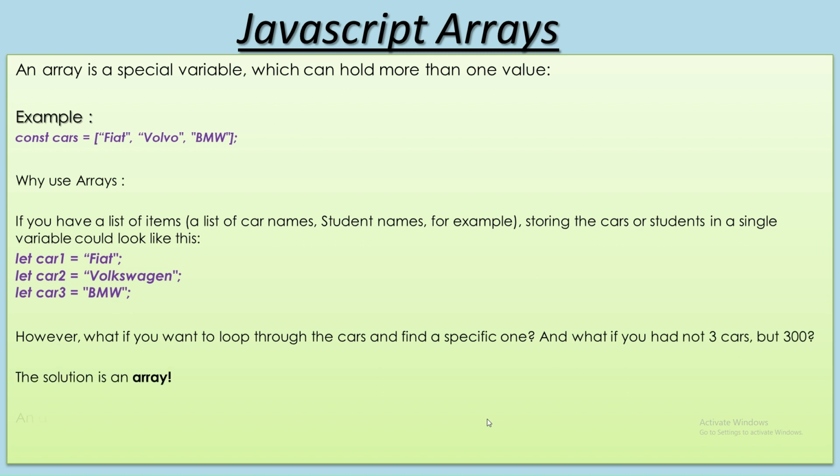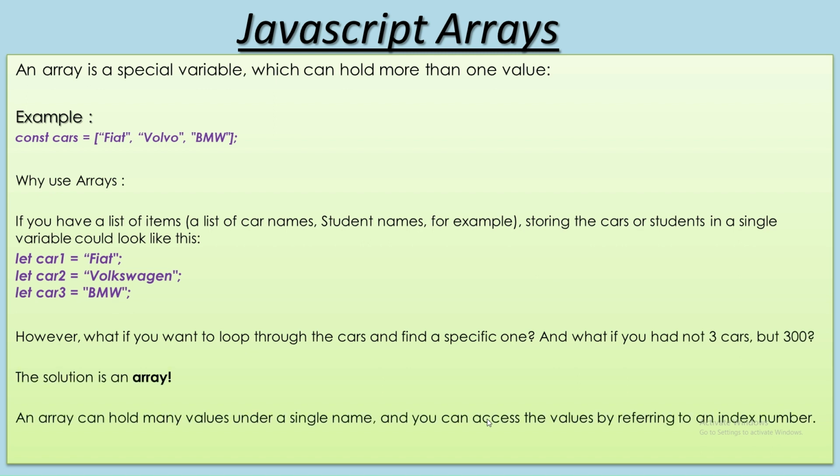However, what if you want to loop through the cars and find a specific one? And what if you had not just three variables, but 300? The solution is an array. An array can hold many values under a single name, and you can access the values by referring to an index number.